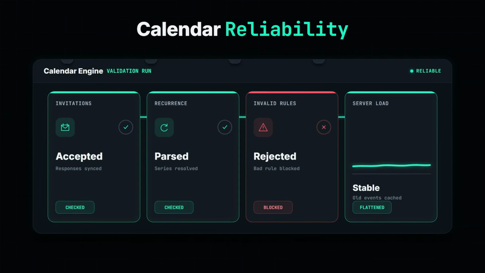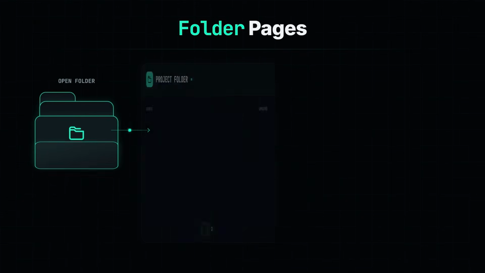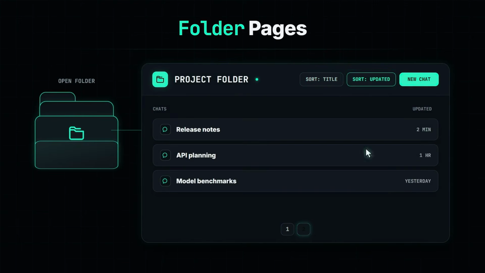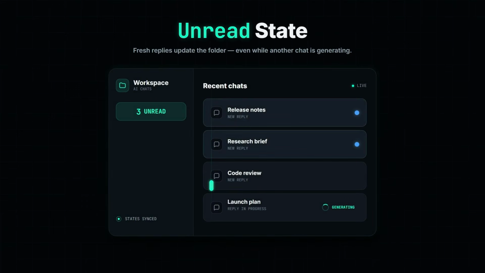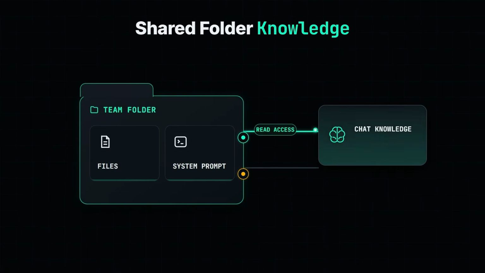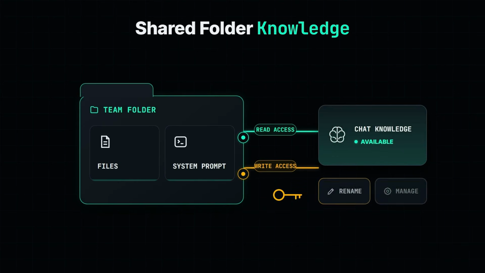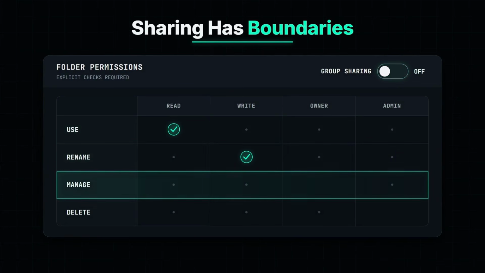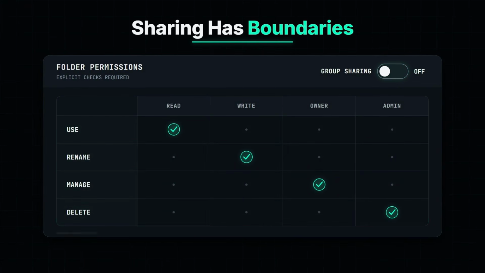Opening a folder now reveals its own page, with paginated chats, sorting by title or update time, and immediate new chat creation. Folders count unread chats, mark fresh items with dots, show active generation, and keep those states updated as replies finish elsewhere. People with folder access can use its files and system prompt as chat knowledge, while write permission enables renaming and management. Administrators can restrict group-wide resource sharing, and folder operations continue to follow explicit read, write, ownership, and administrator checks.